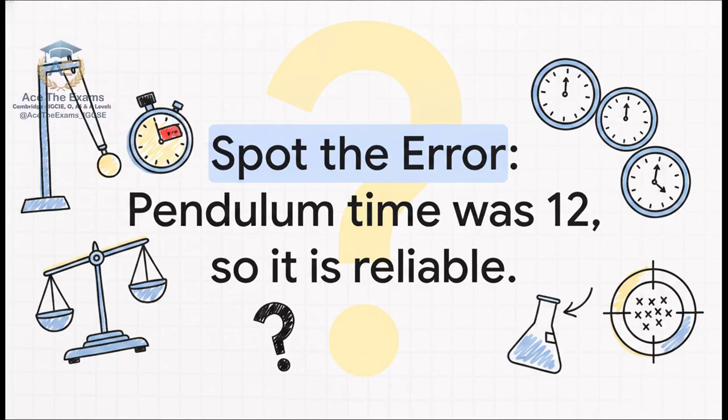A student writes this in their practical evaluation. The time taken for the pendulum swing was 12, so the experiment is reliable. Okay, pause for a second. Try to predict exactly what is wrong with this statement. Think about missing variables, missing units, and the actual strict definition of reliability in a physics experiment. What did they completely fail to do?